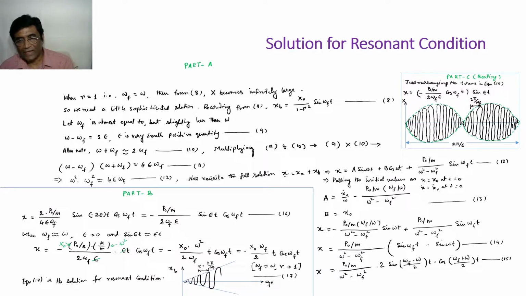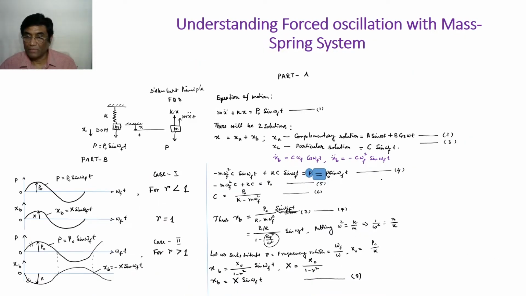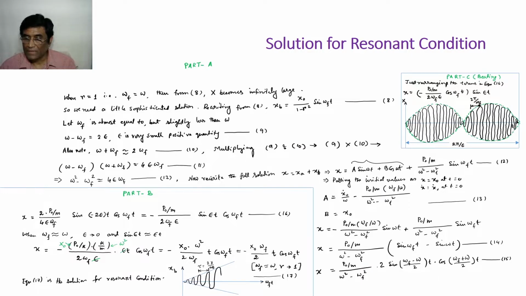Now rewrite the solution like earlier. The total solution x will be equal to xa, the complementary solution, plus the particular solution. This is our complementary solution, a sin omega t plus b cosine omega t, plus the particular solution which we have deduced earlier. This is omega square minus omega f square, so we are rewriting this in this form.